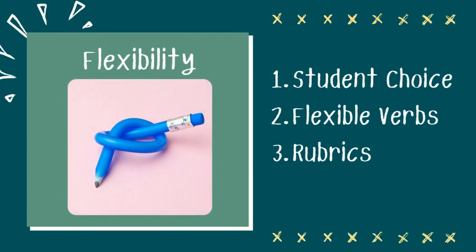Once you've completed your accessibility check, make sure your assessment is flexible. Whenever possible, use student choice and flexible verbs to assess student knowledge. The use of rubrics is helpful to maintain consistency for scoring within a flexible testing environment.